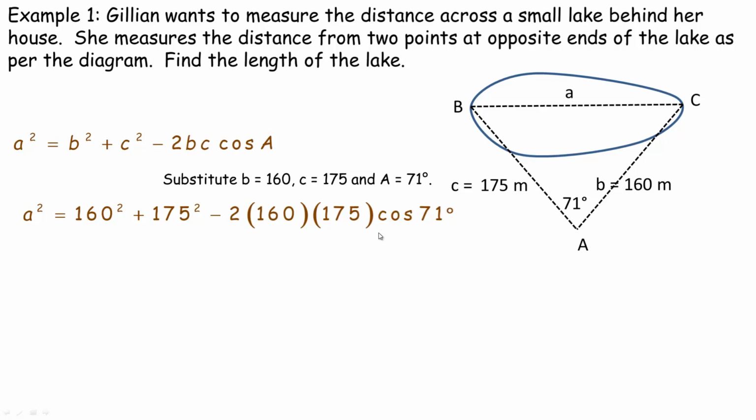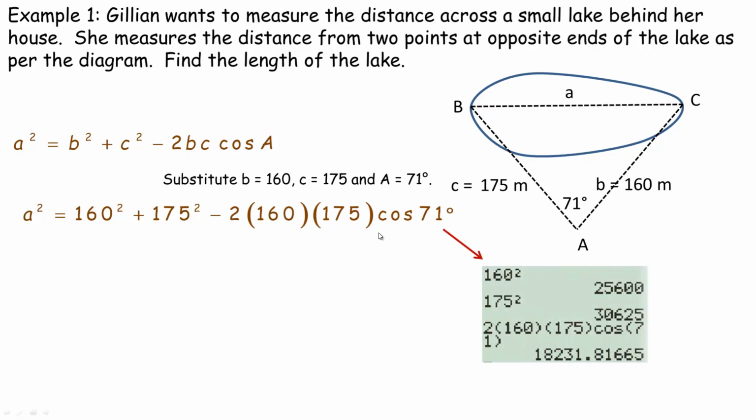I could bring my calculator over here, but I took a screenshot. So the 160 squared is 25,600. The 175 squared is 30,625. And this is all multiplied, so you just go 2 times 160 times 175 times cos 71 degrees. So that's what's right here. So it's about 18,231.8. So that's what my next line looks like.